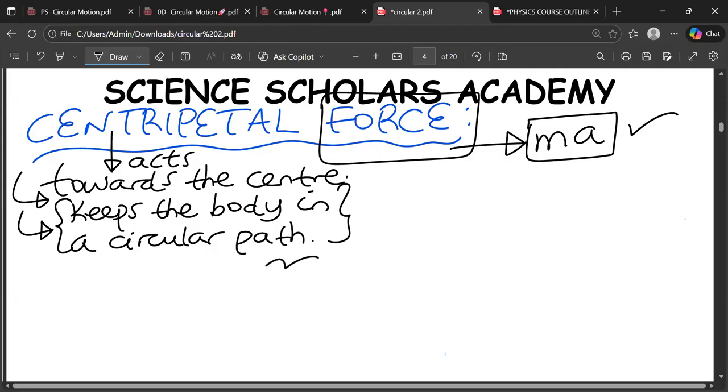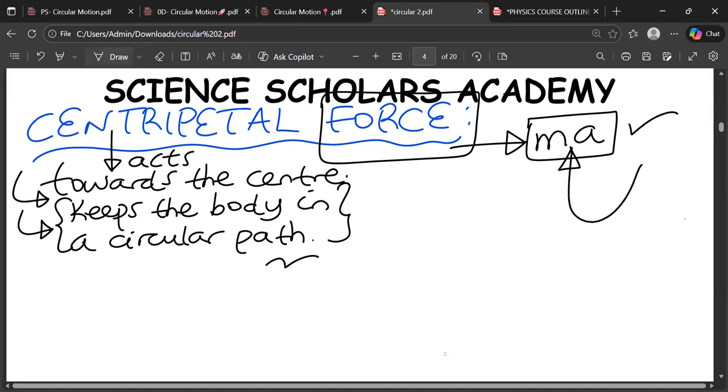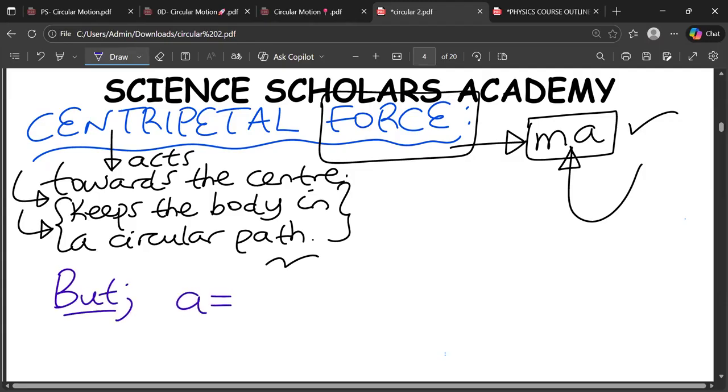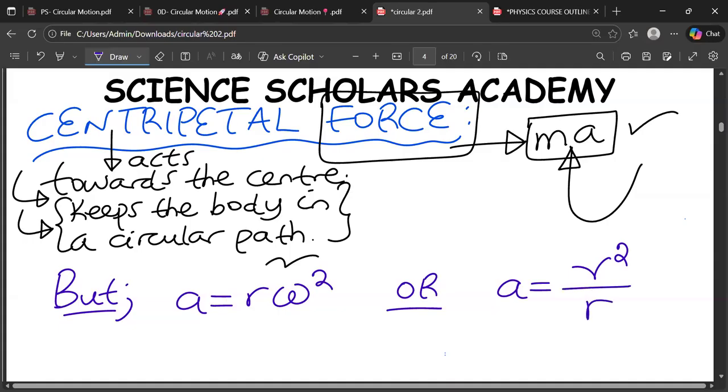Acting towards the center is what keeps the body in a circular path. That doesn't remove the fact that the force is ma. Simple as that. But remember, we know what acceleration is. The centripetal acceleration is either r omega squared or v squared over r.